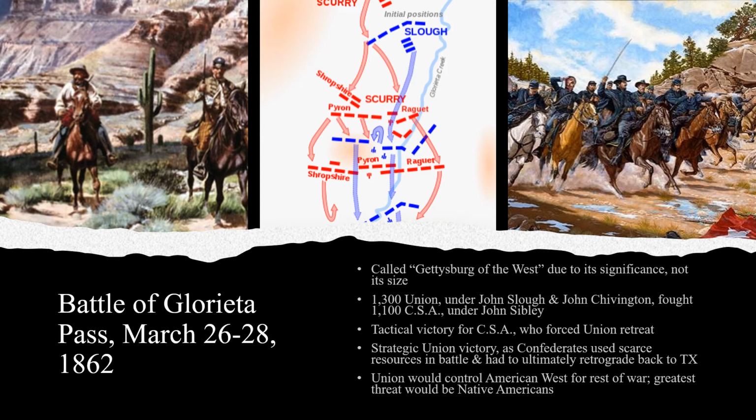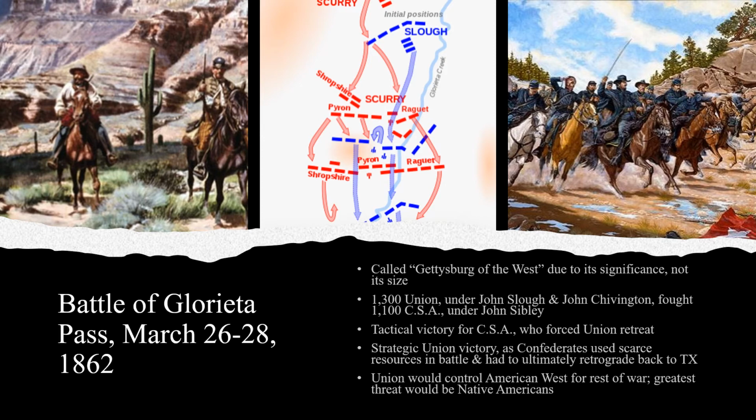The Confederates advanced on the Union's fortified position and forced them to retreat. While the Battle of Glorieta Pass was a tactical victory for the Confederates, it was a strategic victory for the Union, much like the Battle of Bunker Hill had been during the Revolutionary War. The Battle of Bunker Hill, as you remember, was a tactical victory for the British, but a Patriot win strategically.